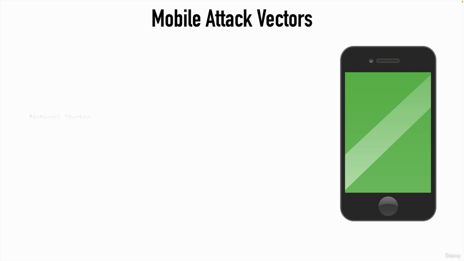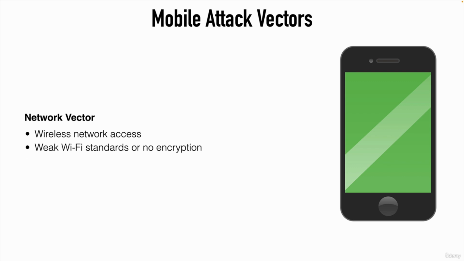The first general vector we can identify is the network that the device is using. For our purposes, we think of this in terms of the wireless network to which a mobile device is attached when they're inside of our organization. Now, an obvious attack vector here would be weak wireless standards. Maybe we're using older Wi-Fi standards instead of something like WPA2, or maybe we're even using no encryption at all. This opens up the user to eavesdropping on their wireless data transmission.